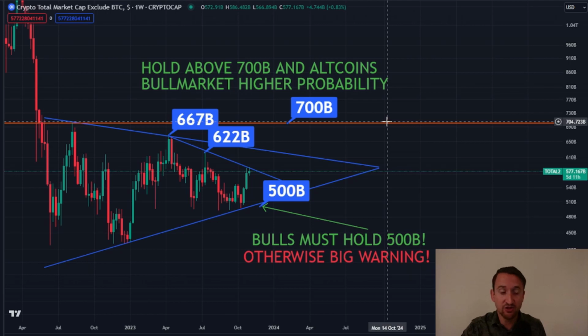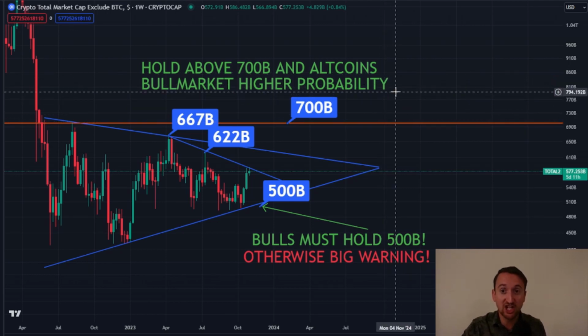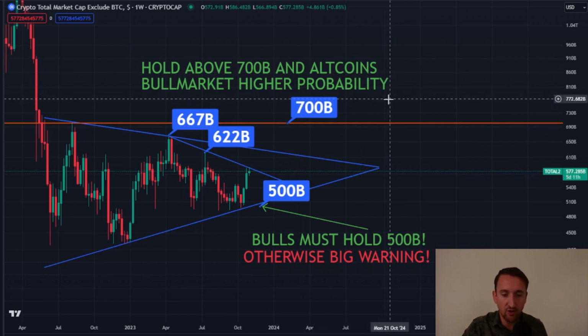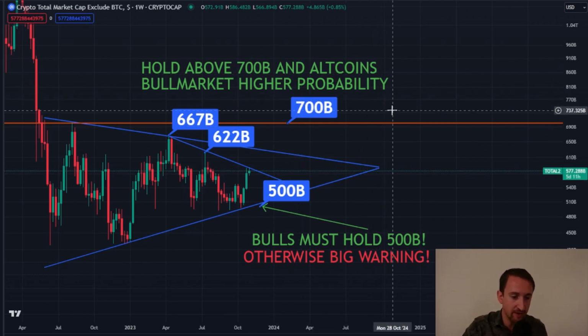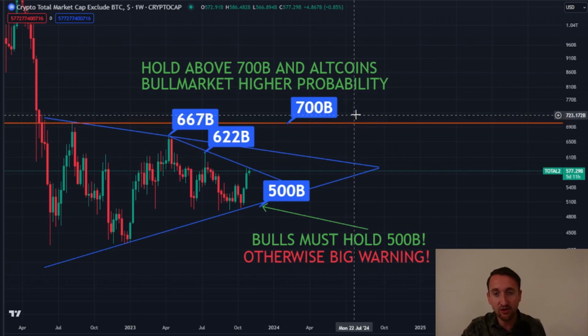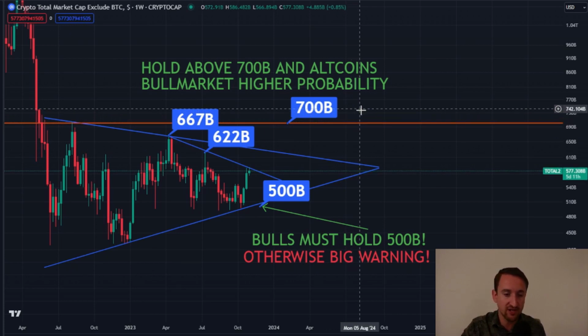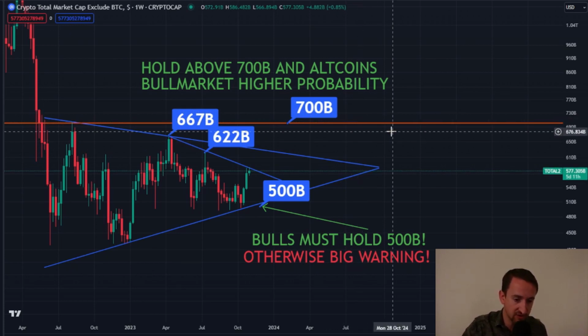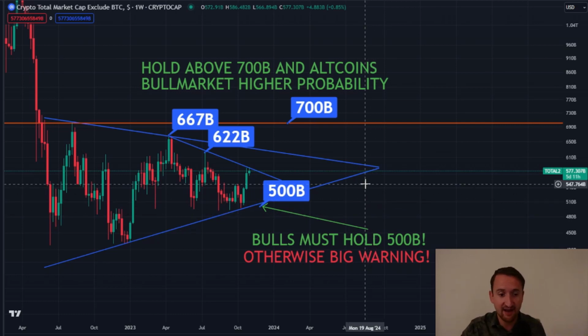Then you could think, right, okay, there's a potential bull market for altcoins here. Now, for anyone who's not aware, by the way, this chart is crypto total market cap, excluding Bitcoin. So this is just altcoins and ETH and everything else, just not Bitcoin, right? So again, I would look to get above 700 billion before I was confirming some kind of a bull market here for alts.